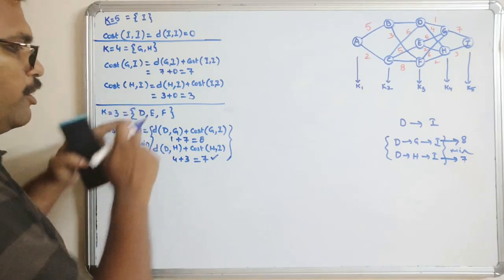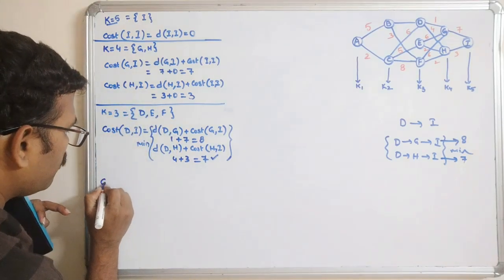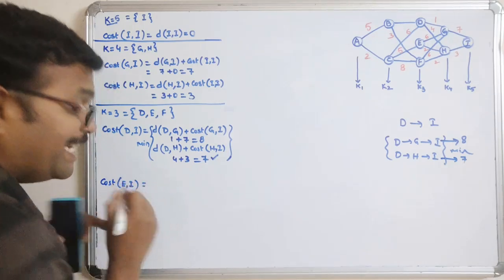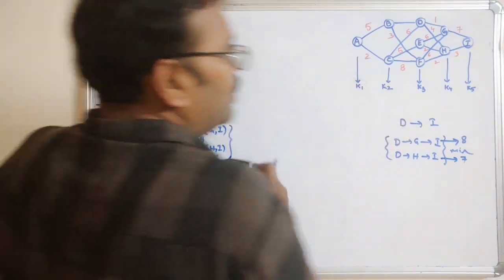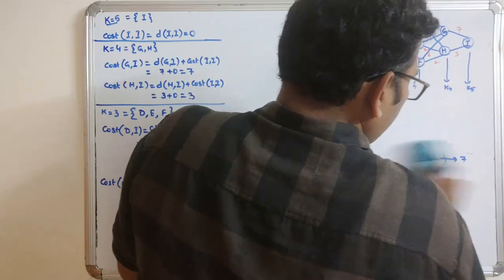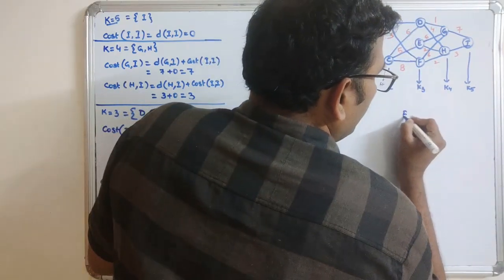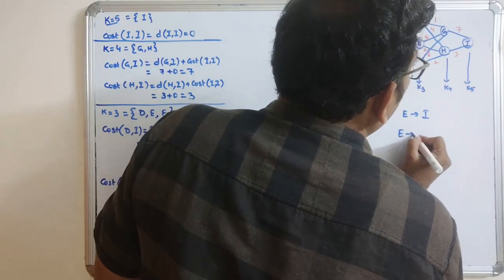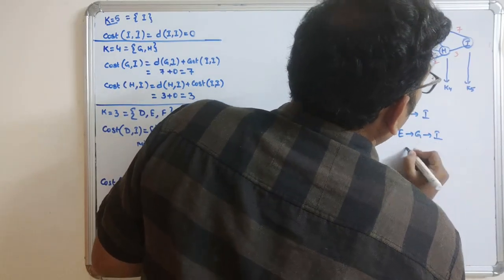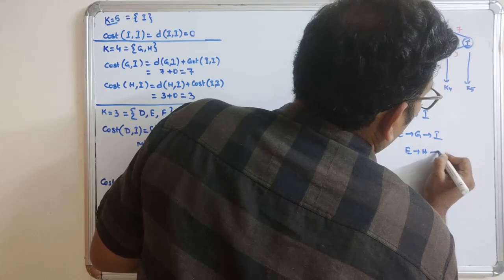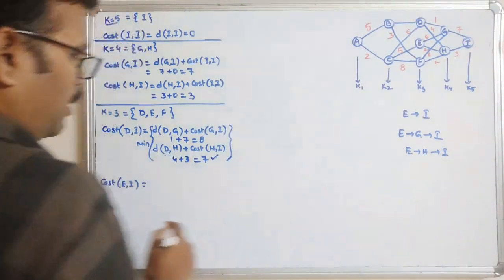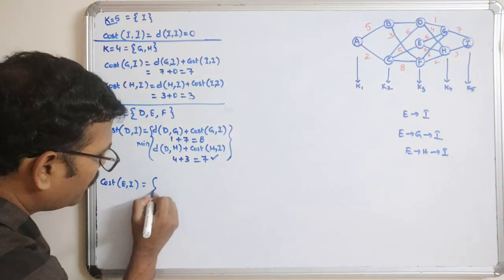Next, E, we need to find E. So the cost of E to I, that means E to destination. How many paths are there? Let us check here. E to destination, that means I. One possibility is E to G, G to I, and another is E to H, H to I. So 2 possibilities, right? So let us check the minimum. We need to find out the minimum.